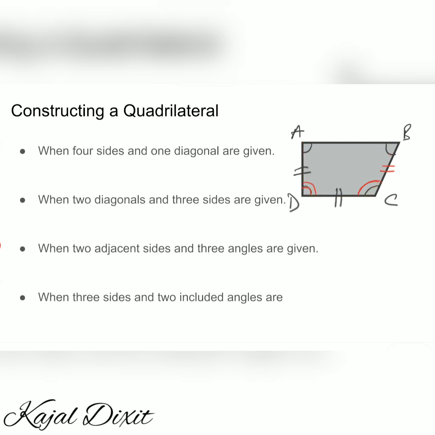So if this is the case, then also a unique construction of a quadrilateral is possible. We will discuss all the four cases one by one, and the first case that we are going to discuss is when four sides and one diagonal are given.